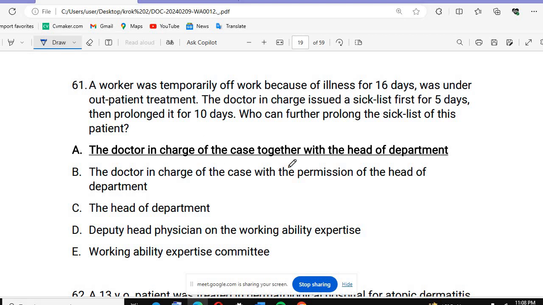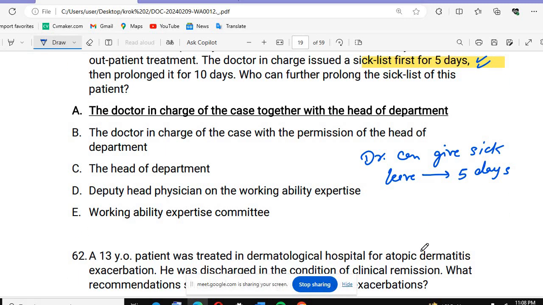See, the doctor in charge of the case together with the head of department. If any sick list first of 5 days, then all the doctors can advise. The doctors can give the sick leaves. You can write it. Doctors can give sick leave maximum for 5 days. For 5 days, the doctor that is in charge.